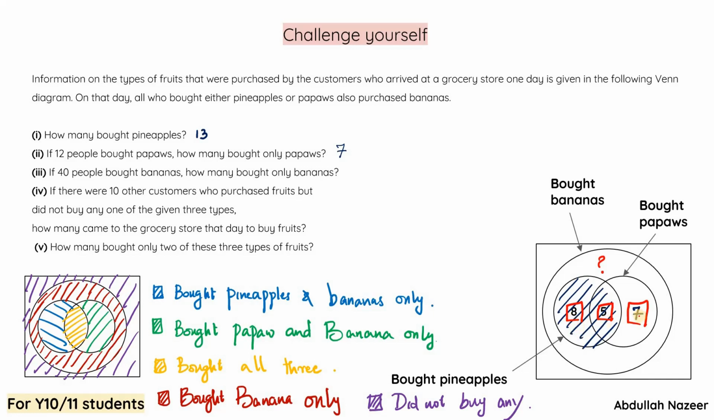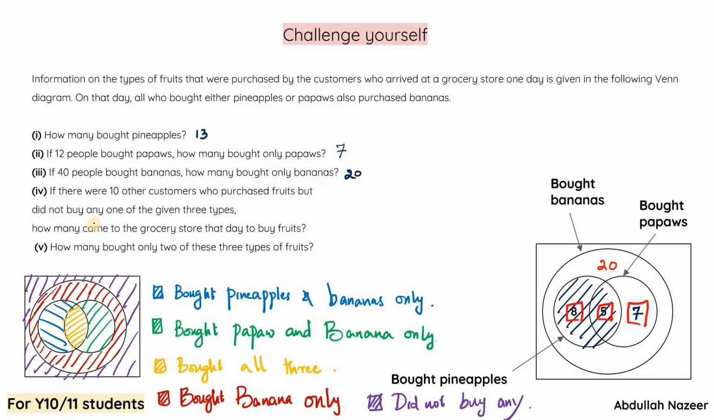So if we add these three together, 8 plus 5 is 13, 13 plus 7 is 20, which means the number of people who belong to this region is 40 minus 20, which is 20. So the answer to that is 20.